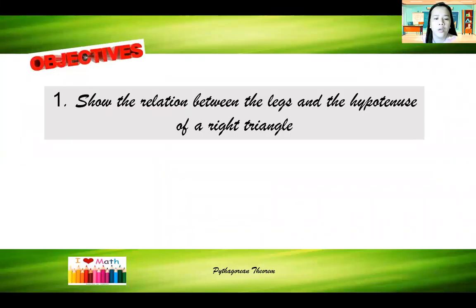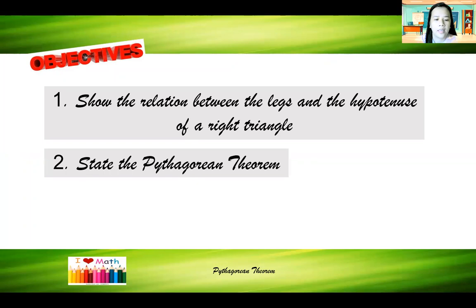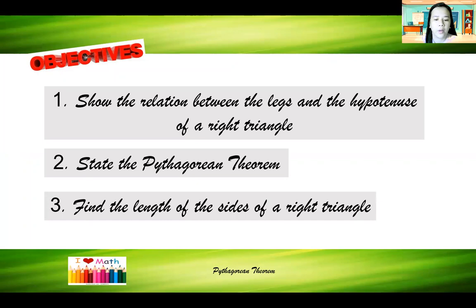Our objectives: show the relation between the legs and the hypotenuse of a right triangle. State the Pythagorean theorem. Find the length of the sides of a right triangle.